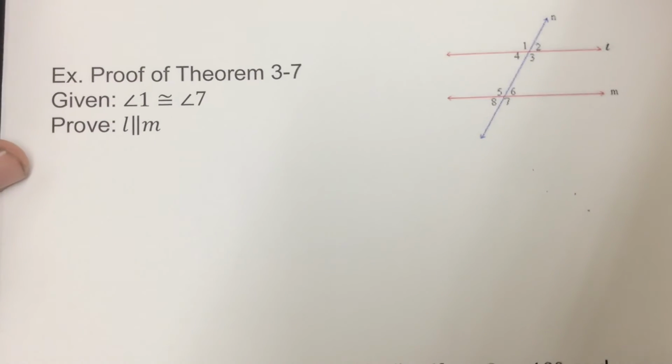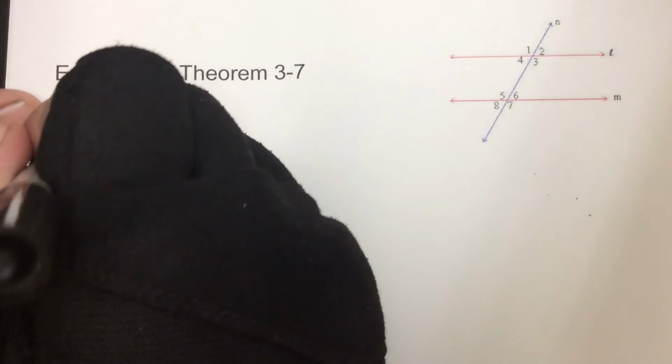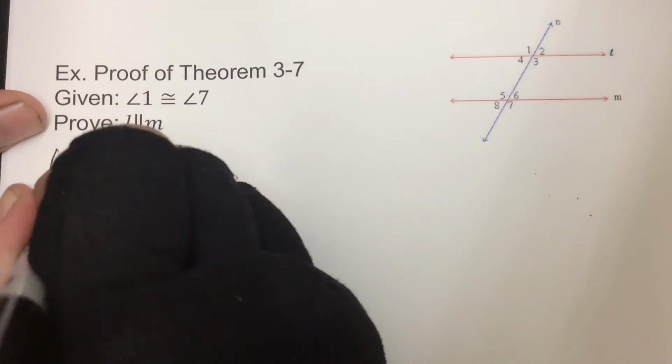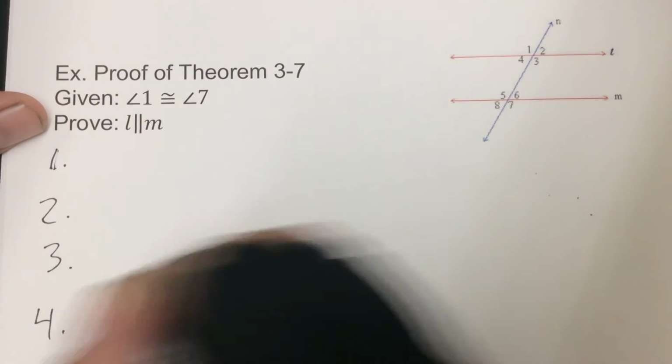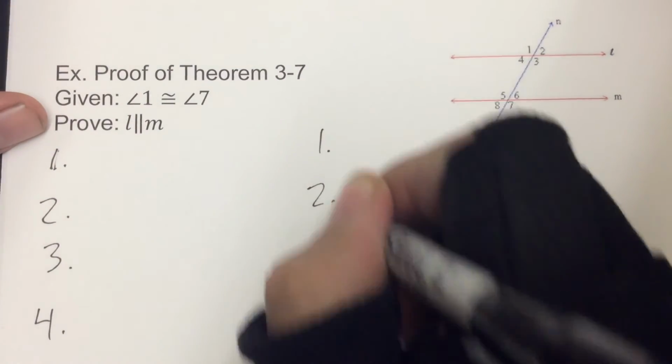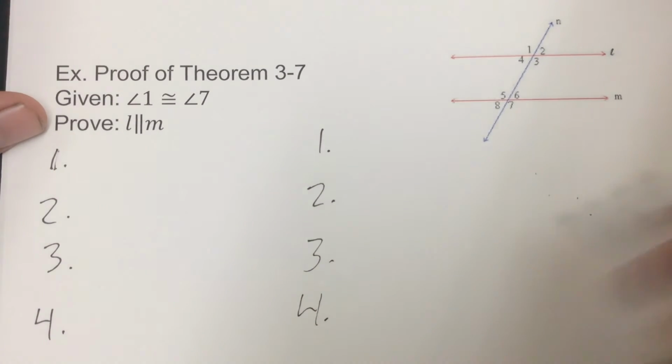And to prove that, we're going to do a two-column proof. And this is going to take 4 steps. So step 1, 2, 3, and 4.